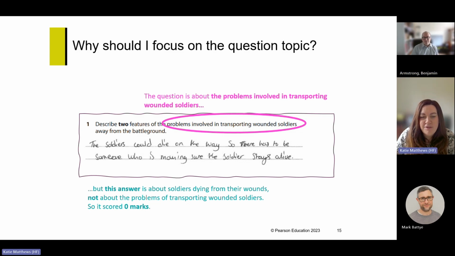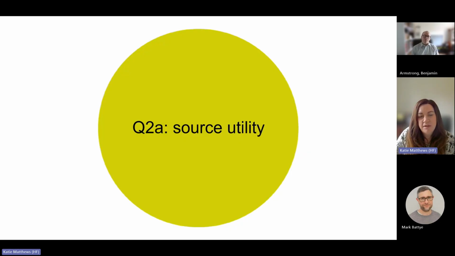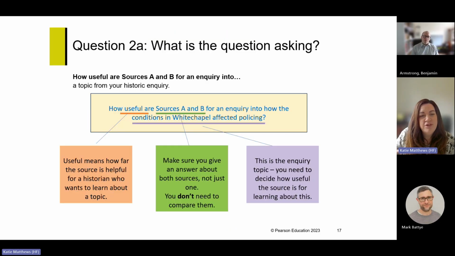Yeah, really easy trap for students to fall into there, definitely. Let's move on and have a look at the source utility question then. So this is question 2A.